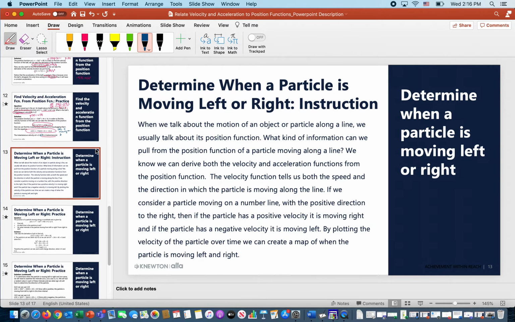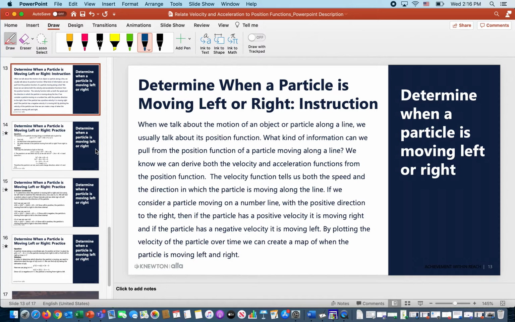When we talk about motion of an object, there are some things that we need to keep in mind. What kind of information can we pull from the position moving along a line? We can derive the velocity and acceleration. The velocity tells us the speed and direction in which the object is moving. If you remember, just a minute ago we were talking about that, right? So we say if the particle has a positive velocity, it's moving right. If the particle has a negative velocity, it's moving left.